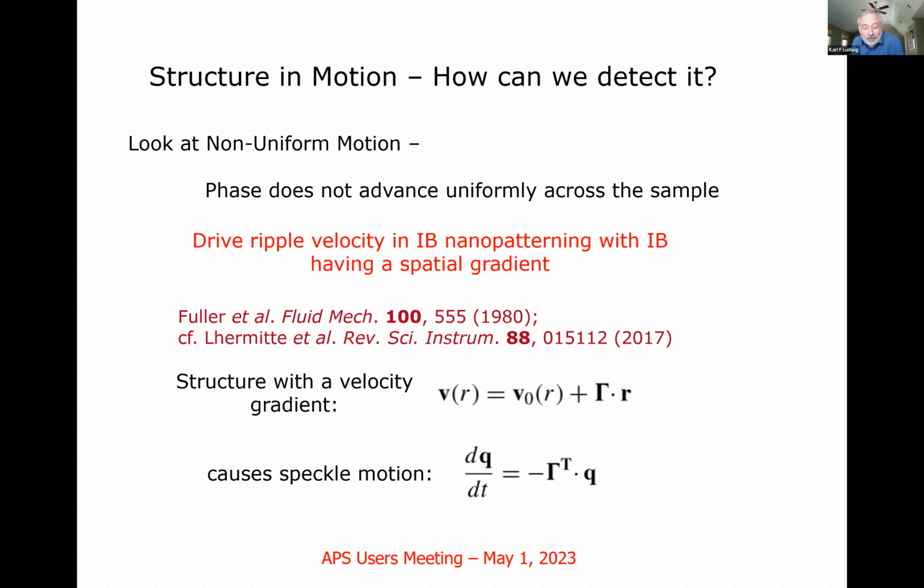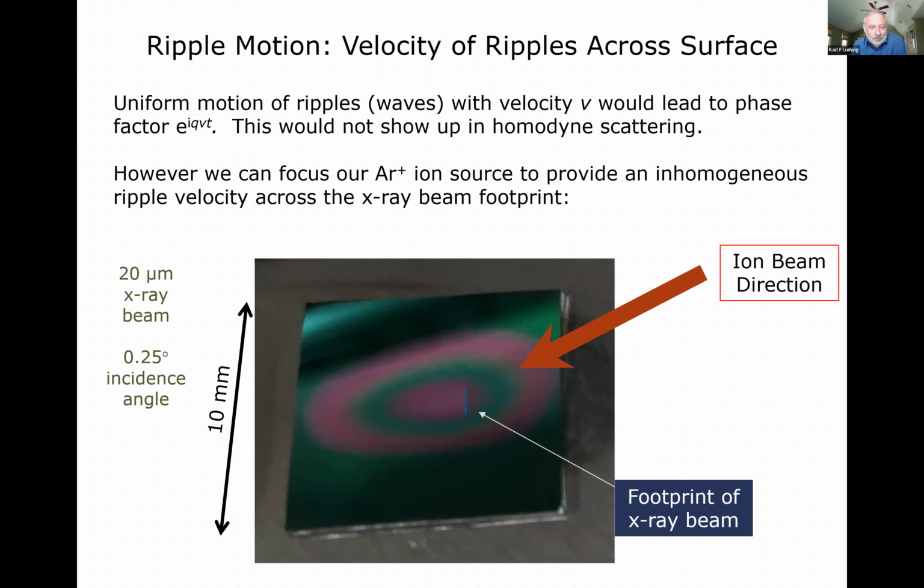Because if you have a non-uniform ion beam, and we assume that the velocity of the ripples is simply proportional to the ion flux at any given point on the surface, now you've got a gradient in flux and therefore a gradient in velocity. And it's known how a gradient in velocity is going to affect speckle motion. It's going to cause the speckles to move. And sure enough, that's what we saw.